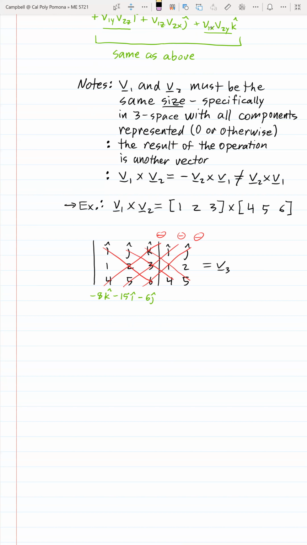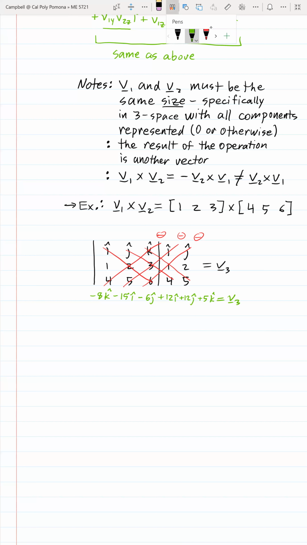And then on the positive branches, I have 6 times 2 is 12 times i hat, so plus 12 i hat. 4 times 3 times j hat, that looks like another plus 12, this time plus 12 j hat. And then 5 times 1 times k hat, that's on the positive branch, so positive 5 k hat. So I can see then pretty quickly that V3, oh, and before I leave it entirely, of course, this is equal to V3.